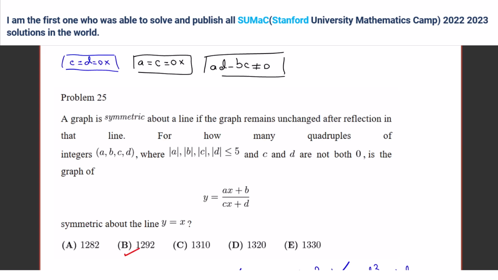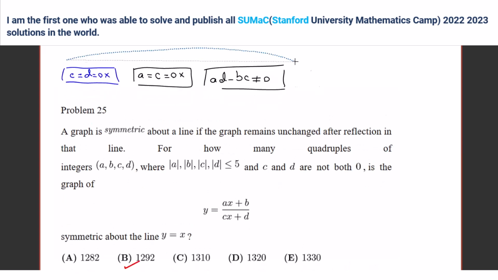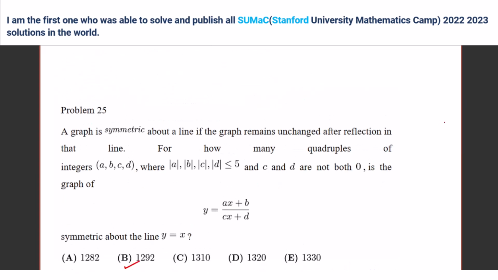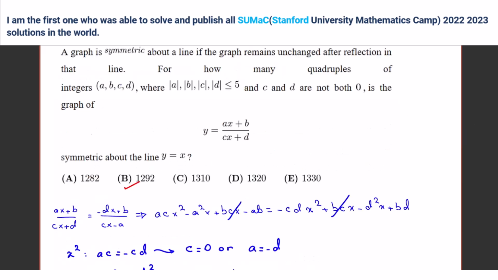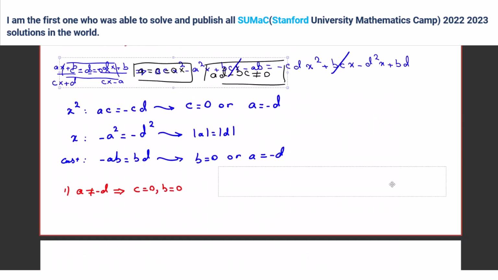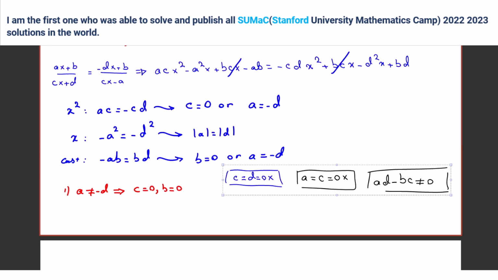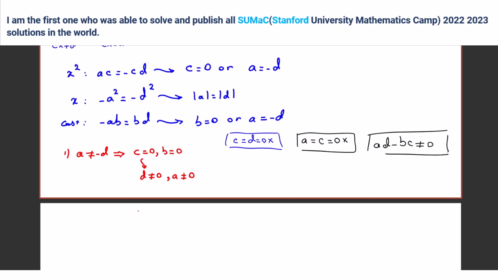Let me copy the other conditions that we have. We have also these three conditions, so let's consider them here. Because C is 0, we can conclude what? D is not 0. Exactly. And A is also not 0. AD minus BC shouldn't be 0. Then what can we conclude?